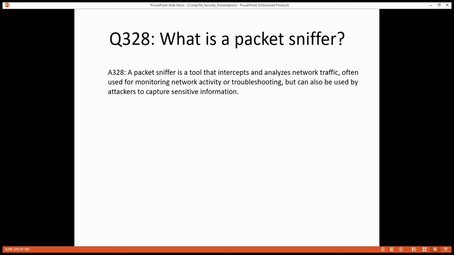Q328. What is a packet sniffer? A328. A packet sniffer is a tool that intercepts and analyzes network traffic, often used for monitoring network activity or troubleshooting, but can also be used by attackers to capture sensitive information.